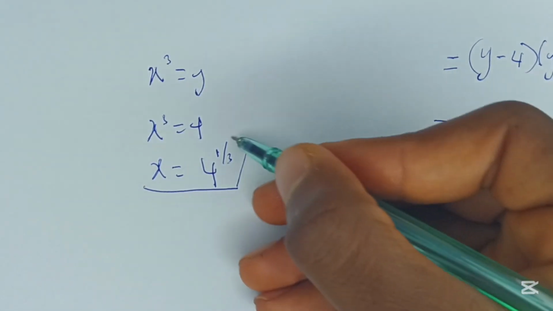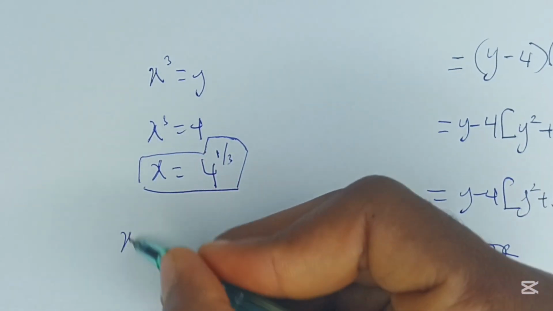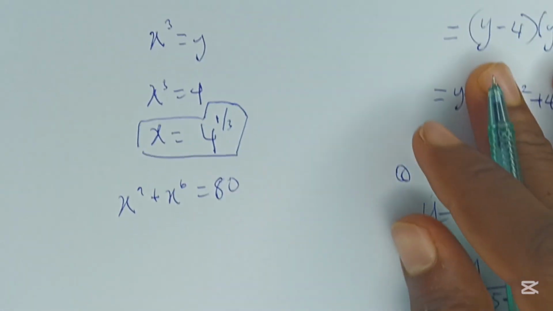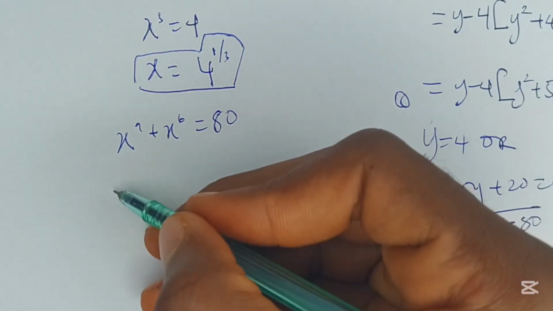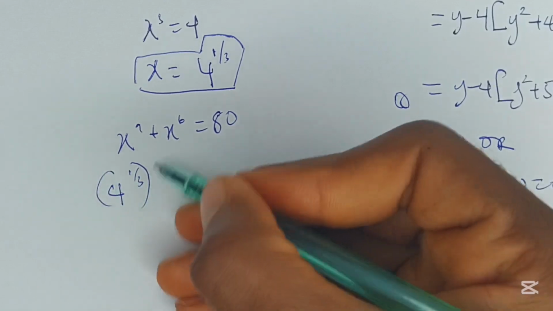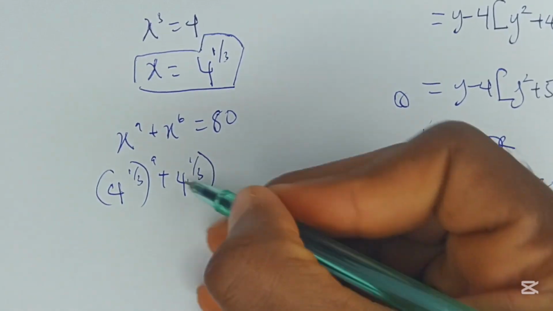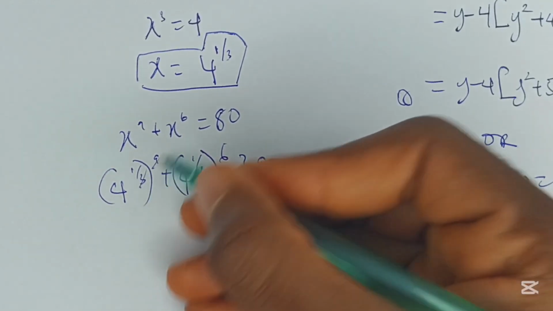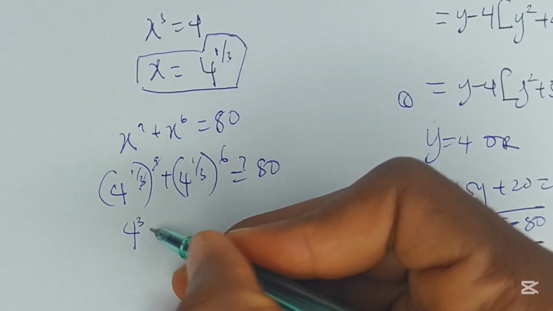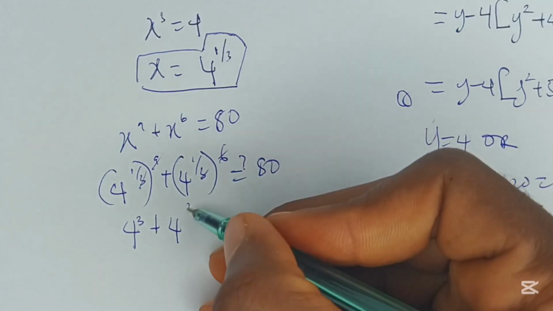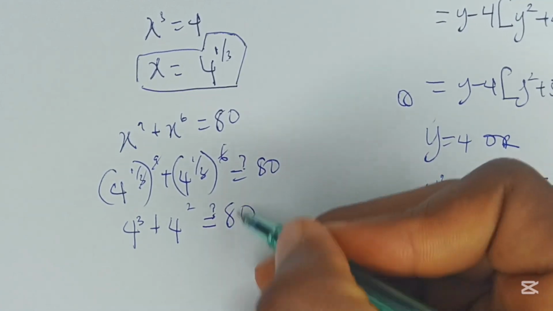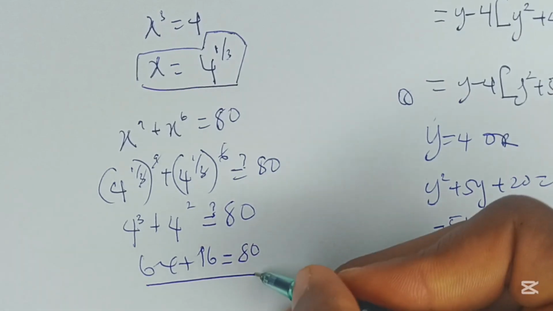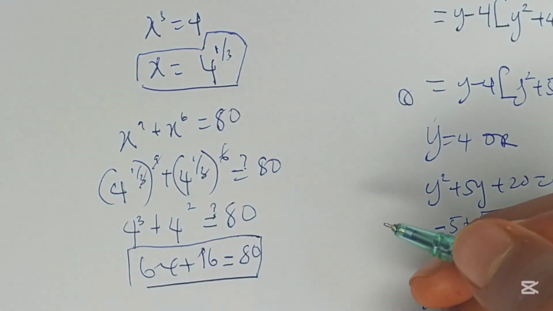Now let's test if this answer is correct. We have x to the power 9 plus x to the power 6 is equal to 80, given. Now if we say that x is equal to 4 raised to the power 1 over 3, we have (4^(1/3))^9 plus (4^(1/3))^6. Is it equal to 80? We are asking now. Now 3 and 9 strike, so that we have 4 to the power 3 plus 4 to the power 2. Is this equal to 80? 64 plus 16 is equal to 80. So it means that our answer is the correct answer.